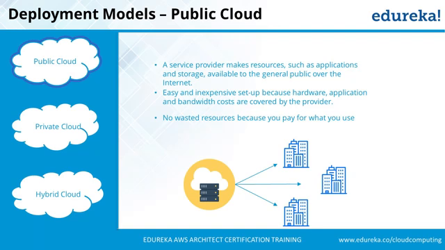Now moving on, we have three types of deployment models: public cloud, private cloud, and hybrid cloud. A service provider will always make resources such as application, storage, networking, etc., available to the general public over the internet. It is a very easy and inexpensive setup because any underlying infrastructure like hardware, application, bandwidth, etc., will be covered by the provider, and there will be no wasted resources because normally you pay for what you use. So that's your public cloud. Primarily, you will deploy your environment in public cloud because you want to save cost and bring your IT budget lower, right?